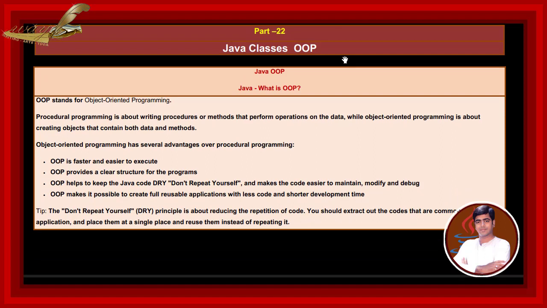Object oriented programming has several advantages over procedural programming. OOP is faster and easier to execute. OOP provides a clear structure for the programs. OOP helps to keep the Java code DRY, don't repeat yourself, and makes the code easier to maintain, modify and debug. OOP makes it possible to create fully reusable applications with less code and shorter development time.